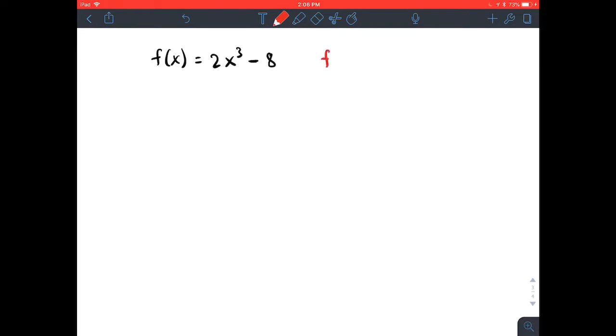So you can try this mentally and think to yourself, well, what was the last thing that happened? The last thing that happened was subtracting 8. So first you're going to add 8 to your input. And then what was the next thing that happened? The next last thing that happened to x, to the input of the function, was being multiplied by 2. So you're going to have to divide everything by 2. And then the first thing that happened to the input was being cubed. So the last thing you do in your inverse function would be taking the cube root.